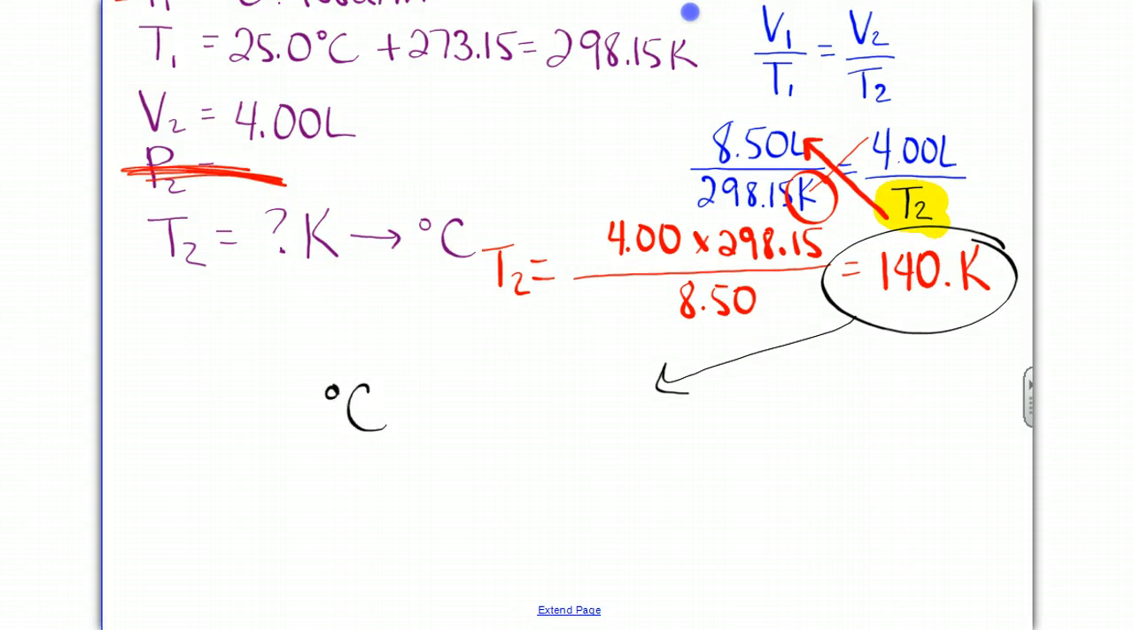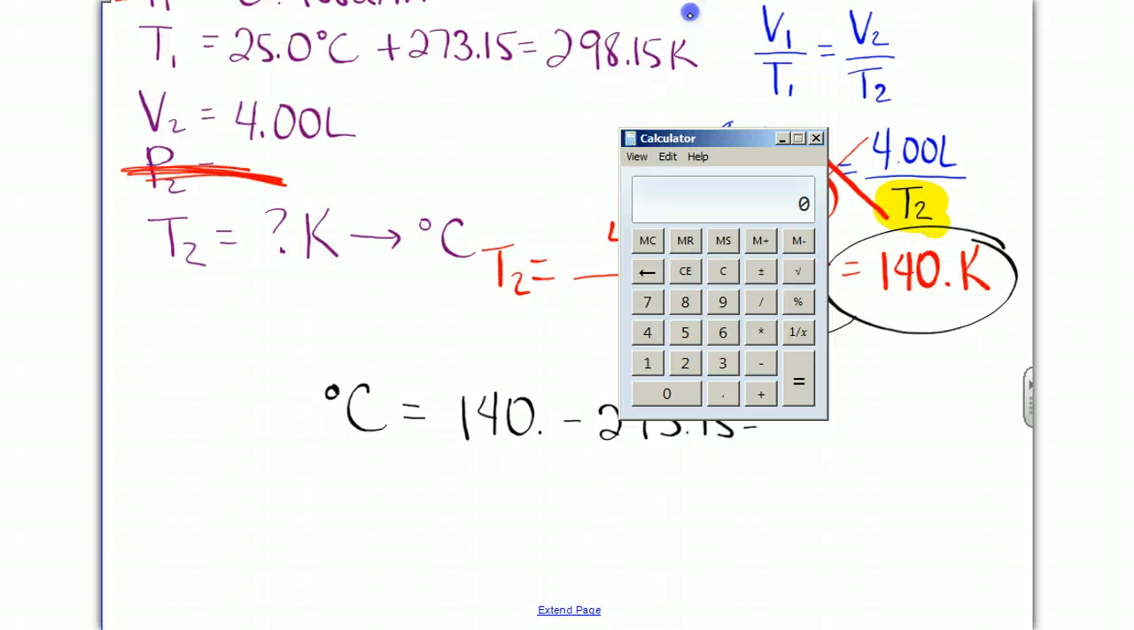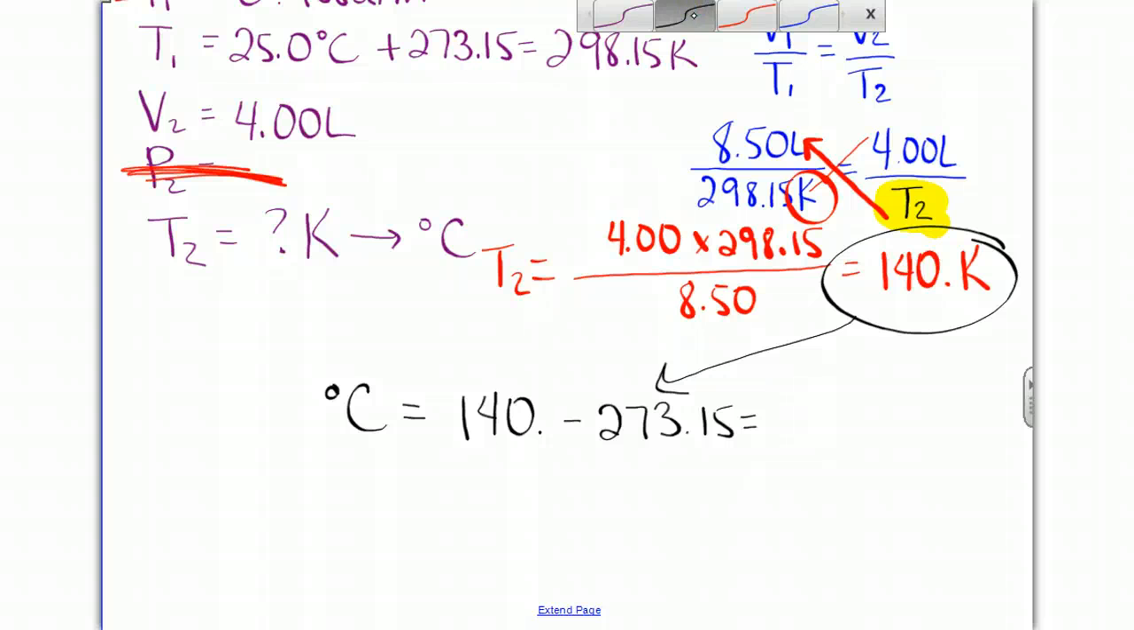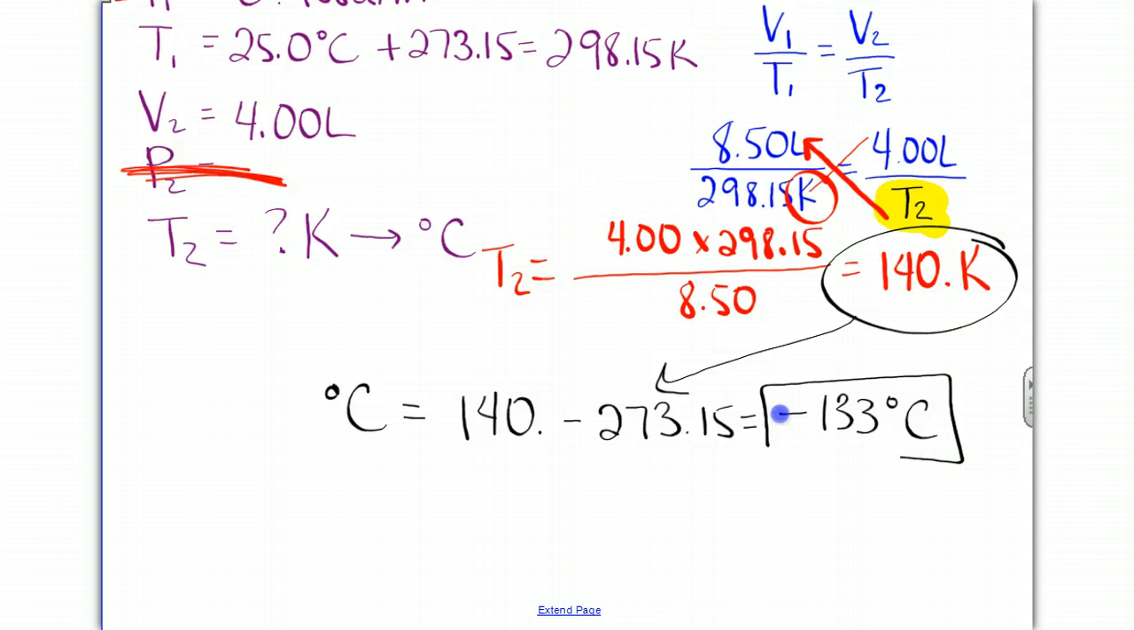So degrees Celsius will equal my Kelvin temperature minus 273.15, and that's going to give us a temperature of negative 133. And that is now in degrees Celsius.